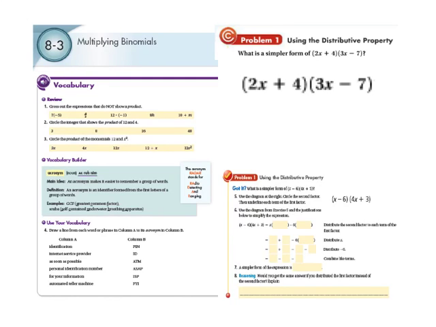Hi guys, this is lesson 8.3, multiplying binomials. The review section has us reviewing words such as product and integers. Remember that products are the answer you get after multiplying. Integers are whole numbers, their opposites, and zero.